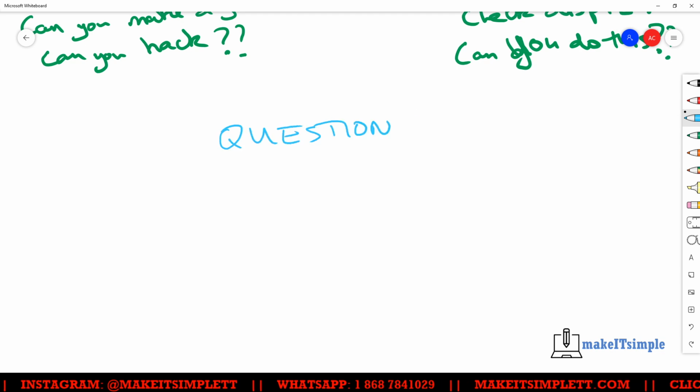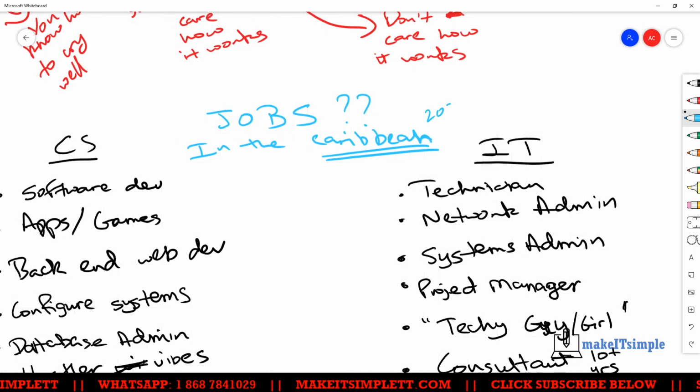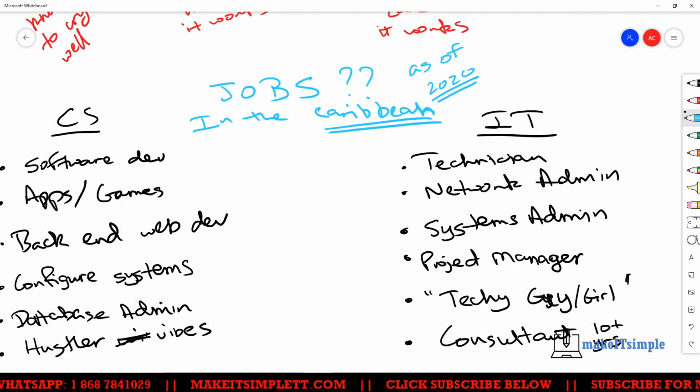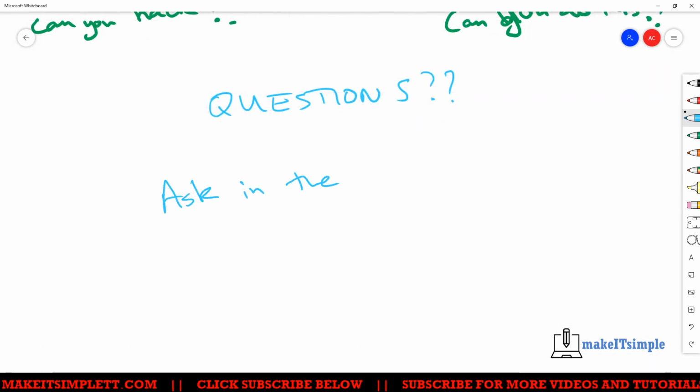If you have any further questions, you could ask in the comments here. Oh, I forgot to tell you, these are jobs in the Caribbean as of 2020, because IT changes almost every year, so new jobs are always created.